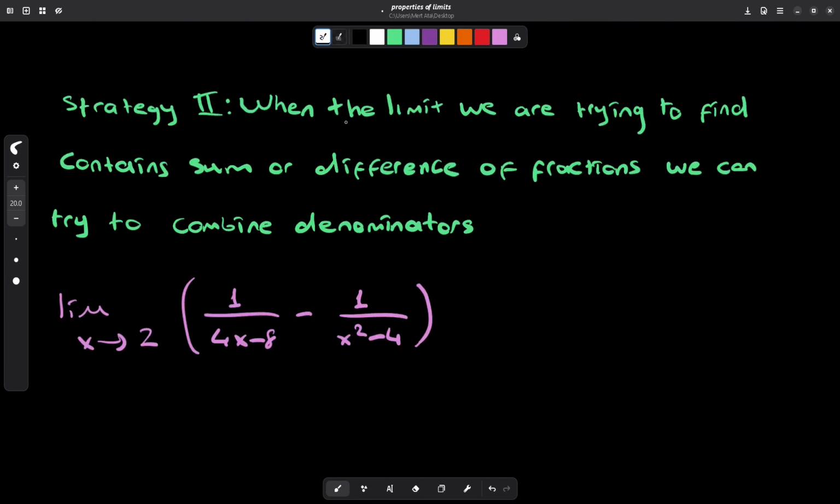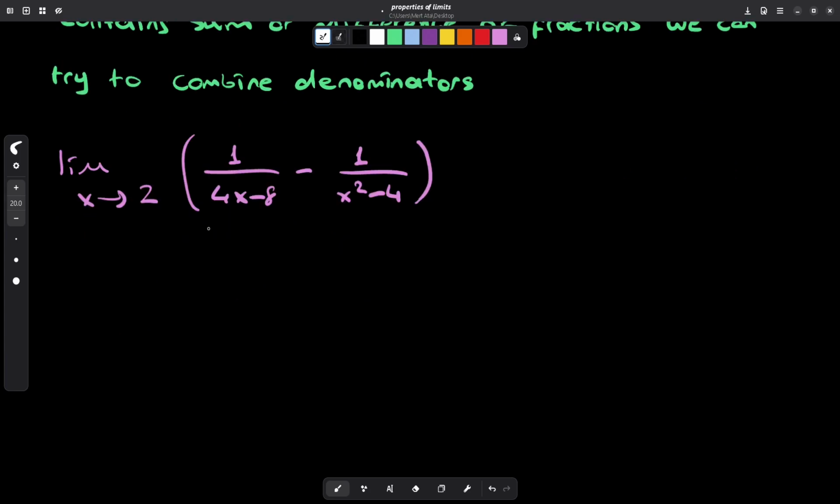Our second strategy: when the limit we are trying to find contains a sum or difference of fractions, we can try to combine denominators. For example, limit of 1 over 4x minus 8 minus 1 over x squared minus 4. If you try to plug the 2 in, you will see 1 divided by 0, 1 divided by 0. You cannot work with it. We have to think of another method.